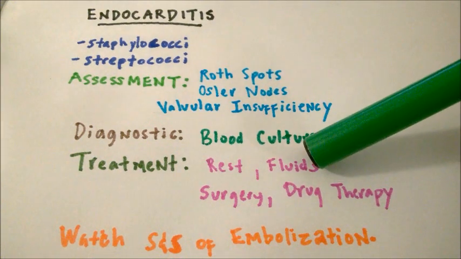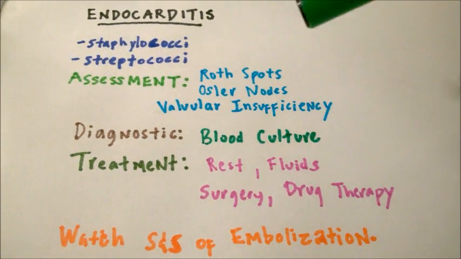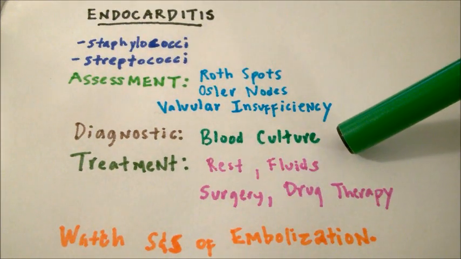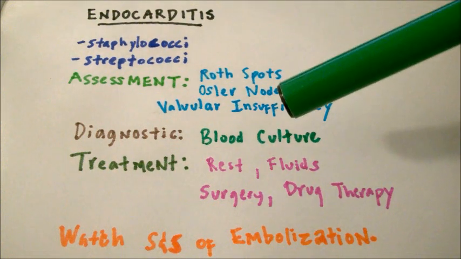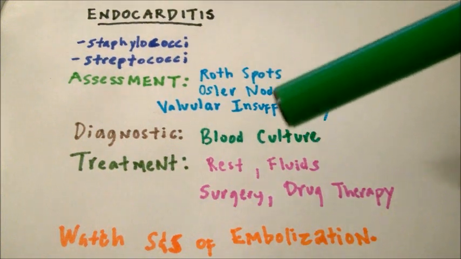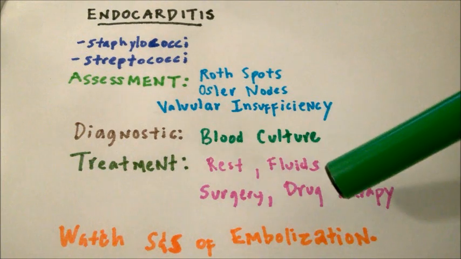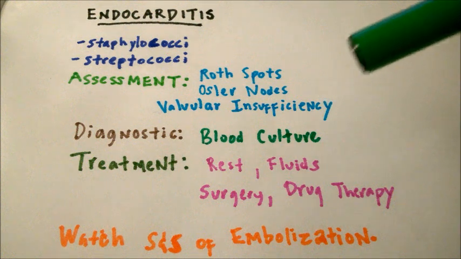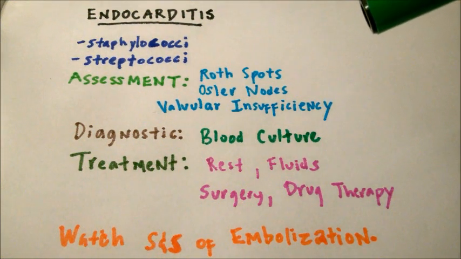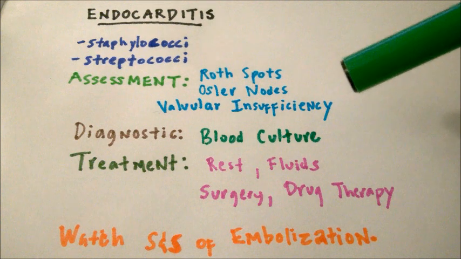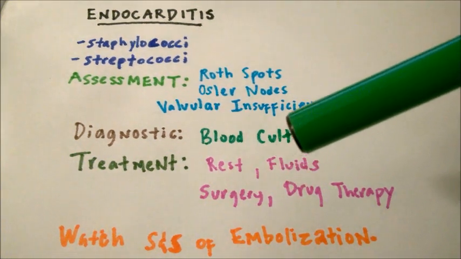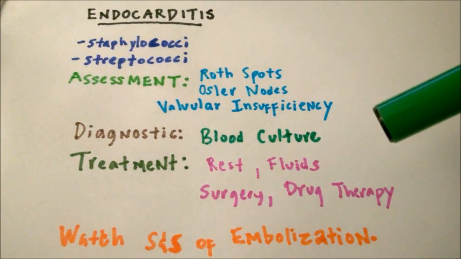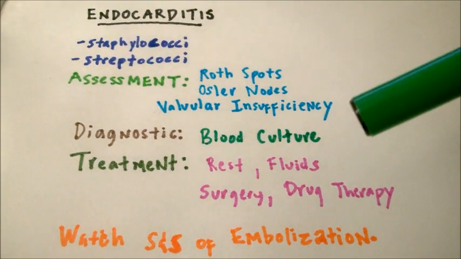Now, in regards to treatment, bed rest is important. Also, sufficient fluid intake, and in severe cases of valvular damage, we do need surgery in order to replace the defective valve. Now, with drug therapy, we can give our patient antibiotics, which obviously would depend on the infective organism. We can also give an antipyretic, such as aspirin, and an anticoagulant. Usually, with a patient with endocarditis, the main anticoagulant used is heparin.